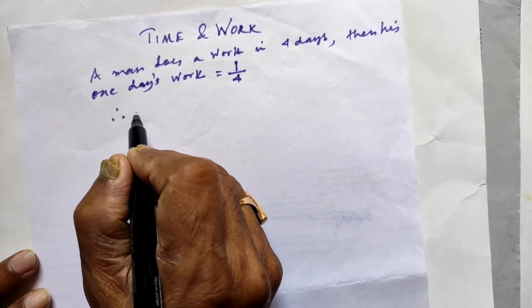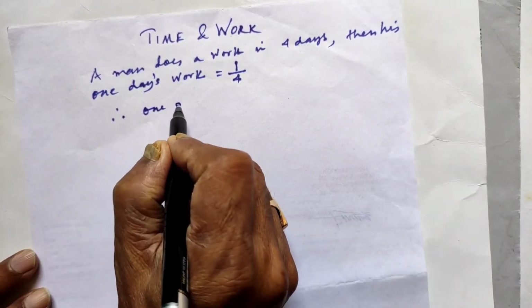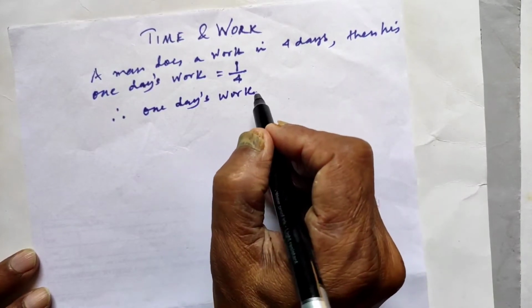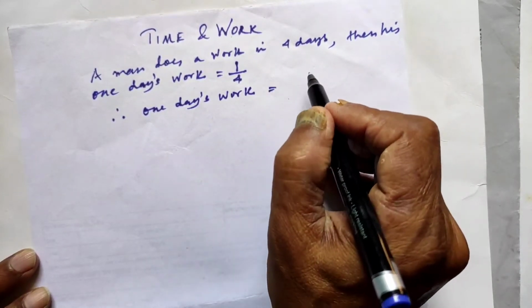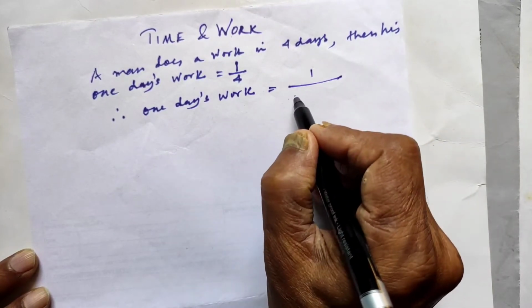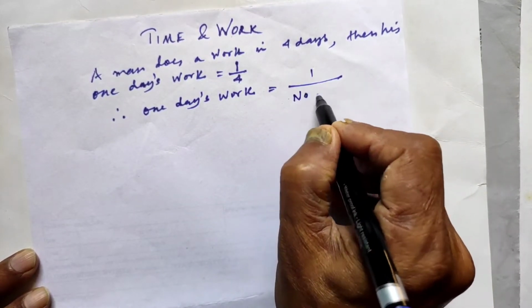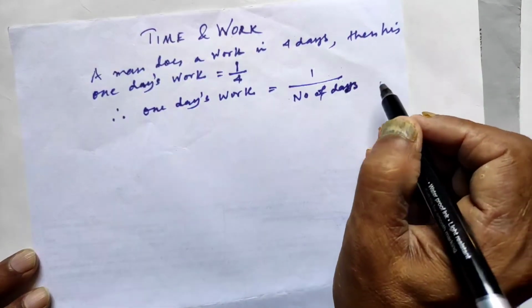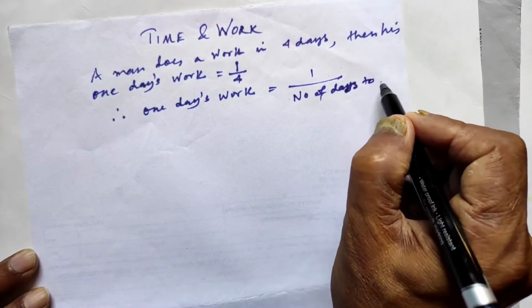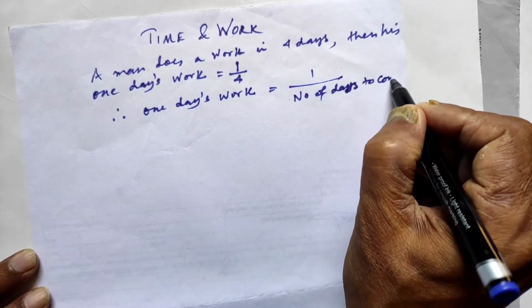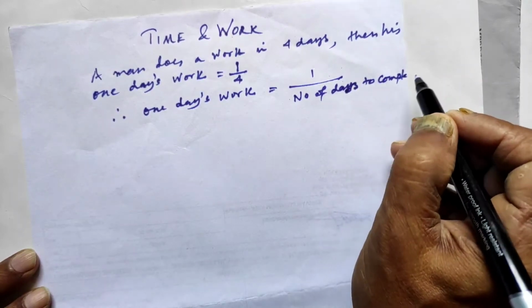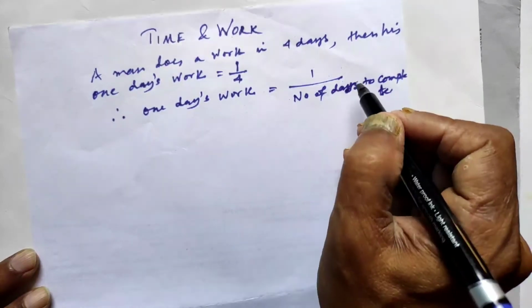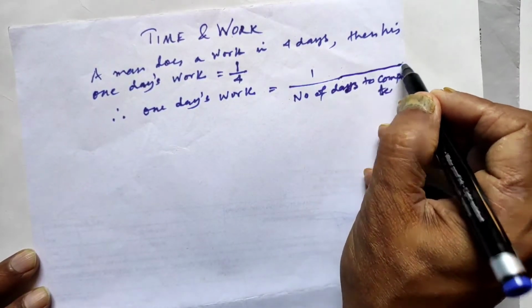Therefore, we can easily say 1 day's work equals 1 by the number of days to complete the work. Okay, so we can extend this part.